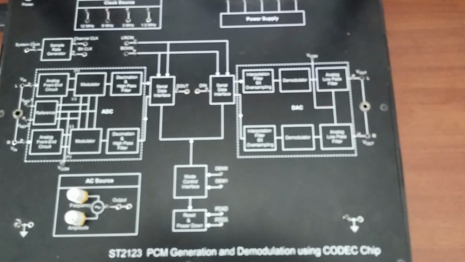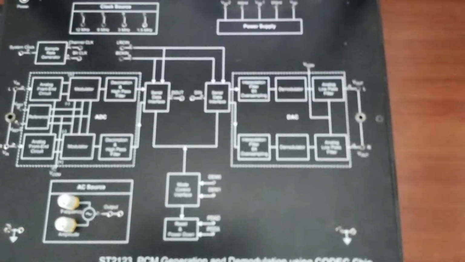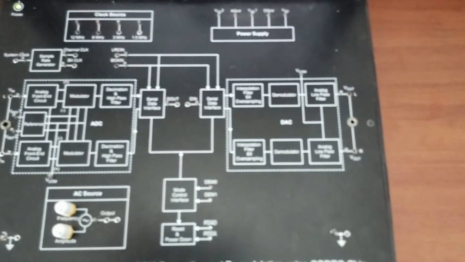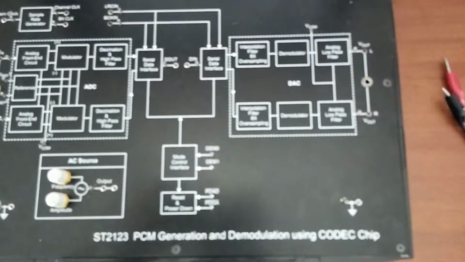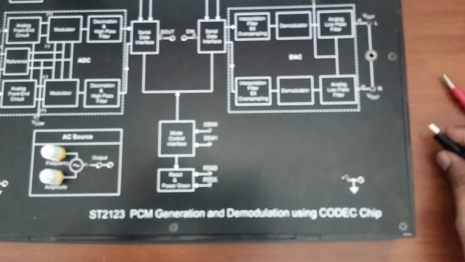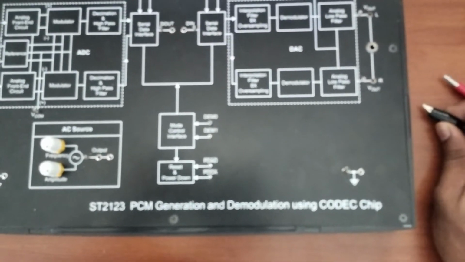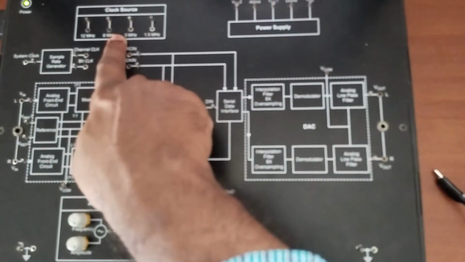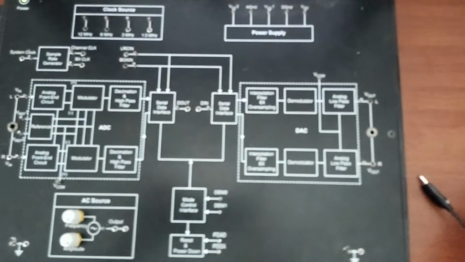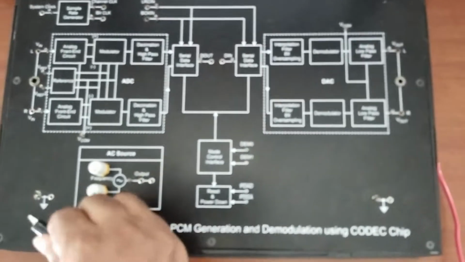To start the experiment, I am using the clock signal with 1.5 megahertz. Here we have a provision of four clock signals with different frequencies: 1.5 megahertz, 3 megahertz, 6 megahertz and 12 megahertz. For our convenience, I am using the 1.5 megahertz.